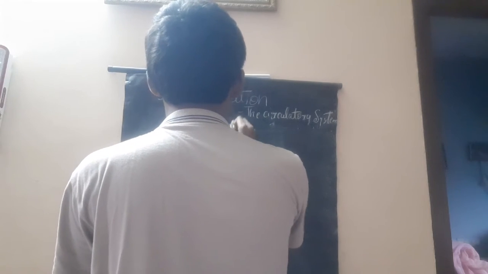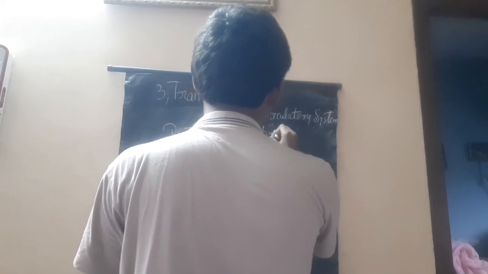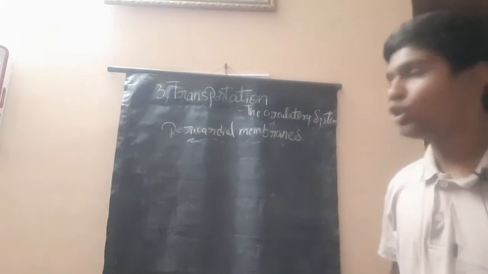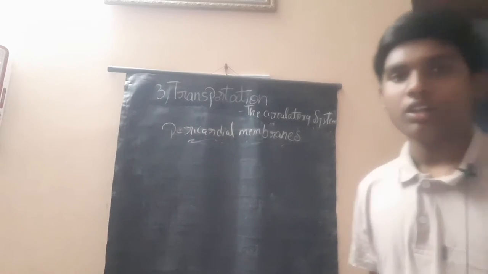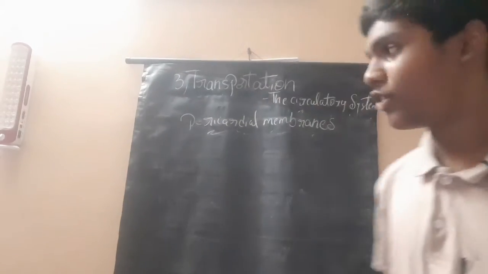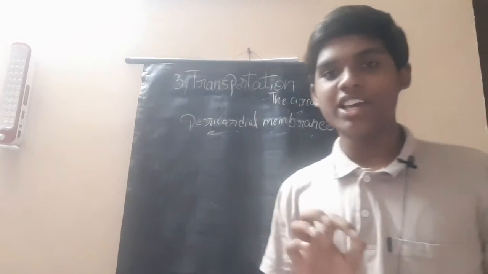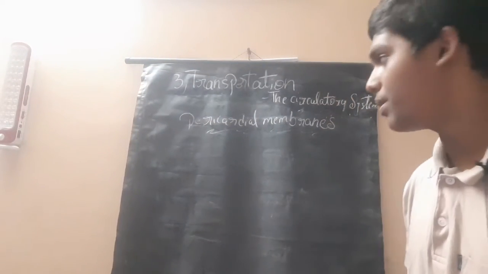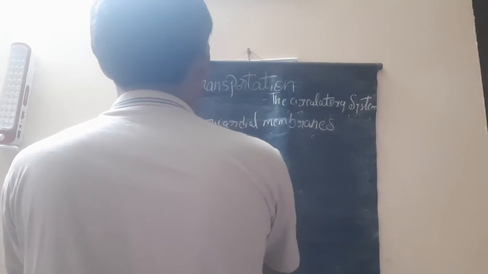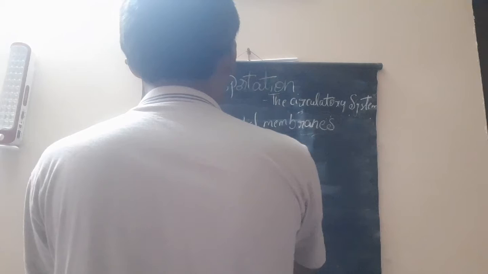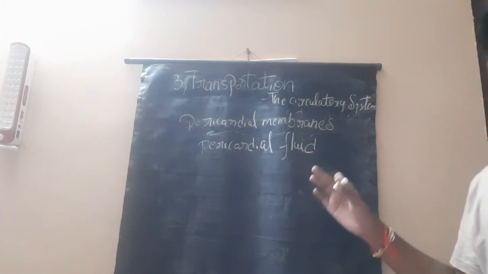The heart is covered by two membranes called pericardial membranes. The space present between these two membranes is called pericardial fluid.